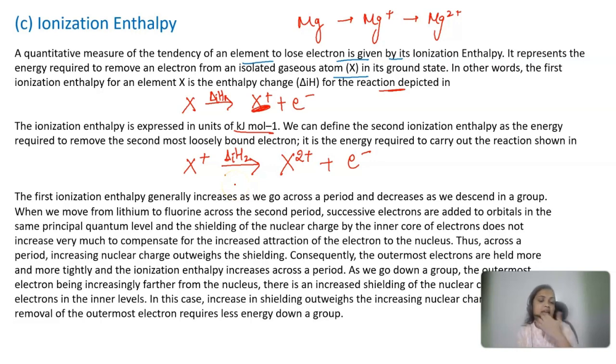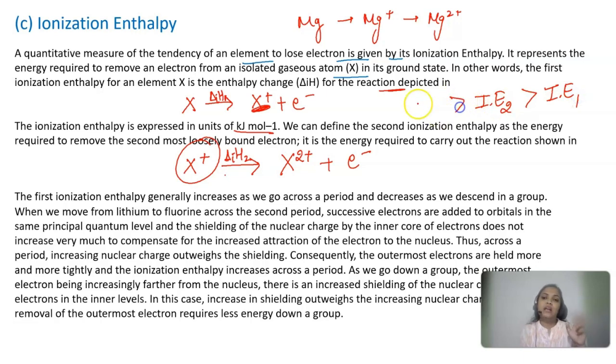Try to understand that the second ionization enthalpy will always be more than the first one. Why? Because it is difficult to remove an electron from an already positively charged ion. Already it has more nuclear charge. So you can say IE2 will always be greater than IE1. Same goes with IE3, the third ionization enthalpy is also more. Okay, so that is the thing. Now let us see the trend. So how the trend goes.